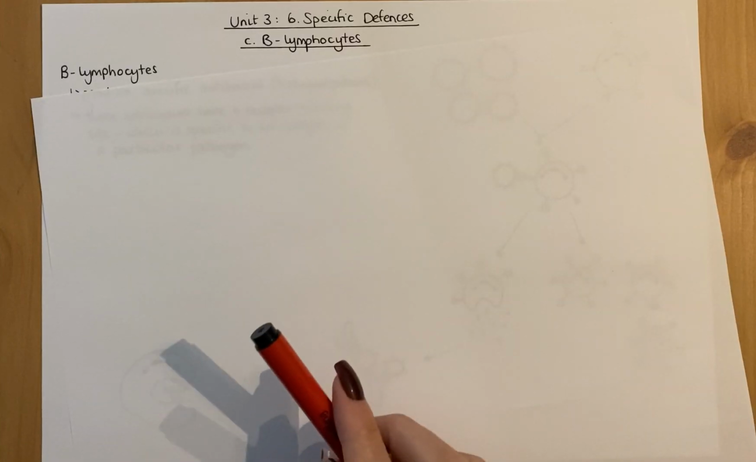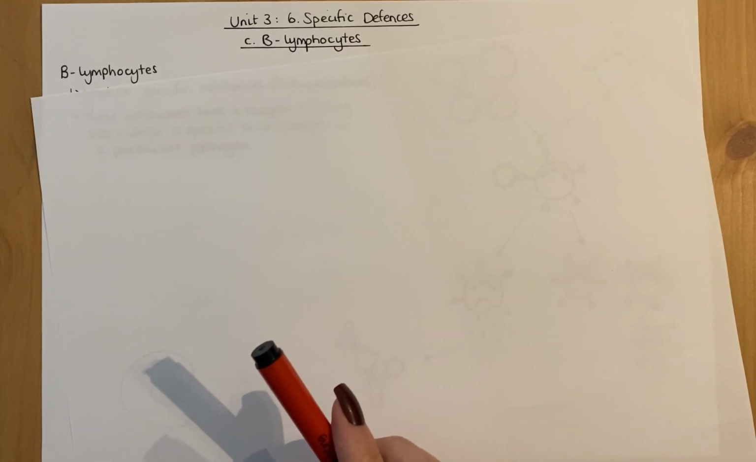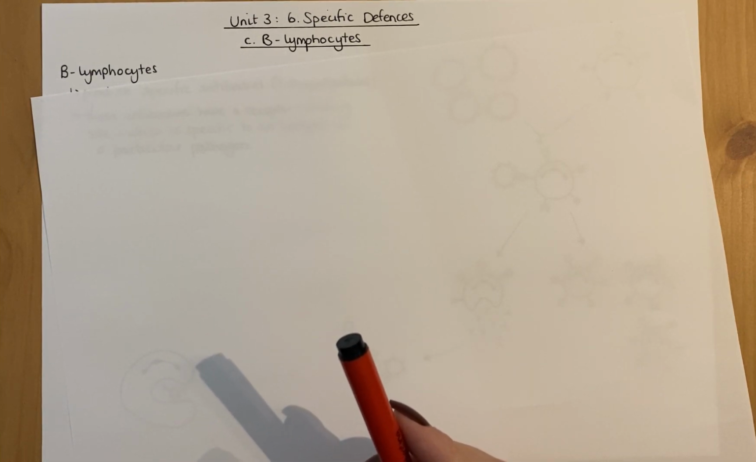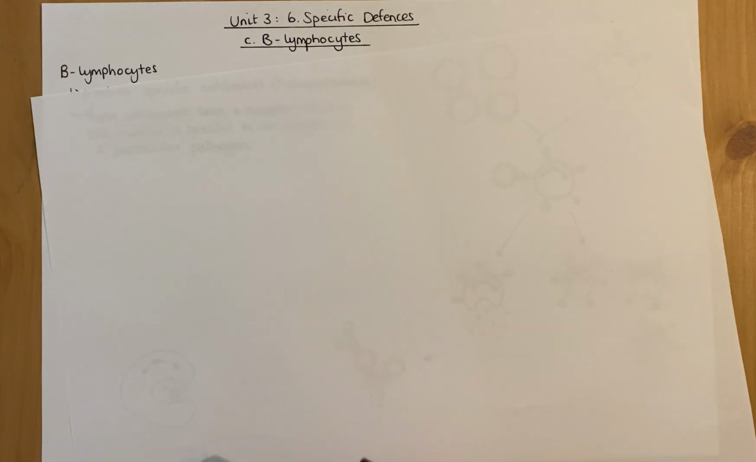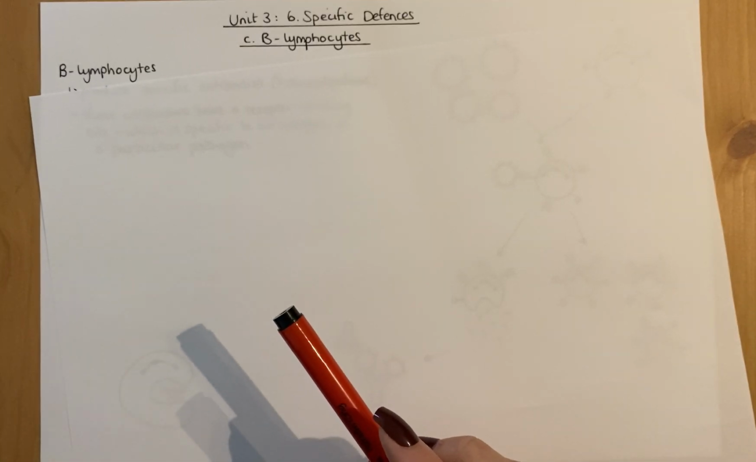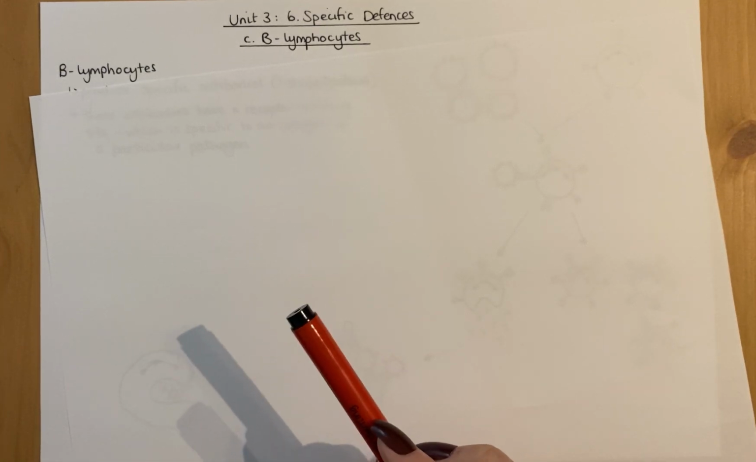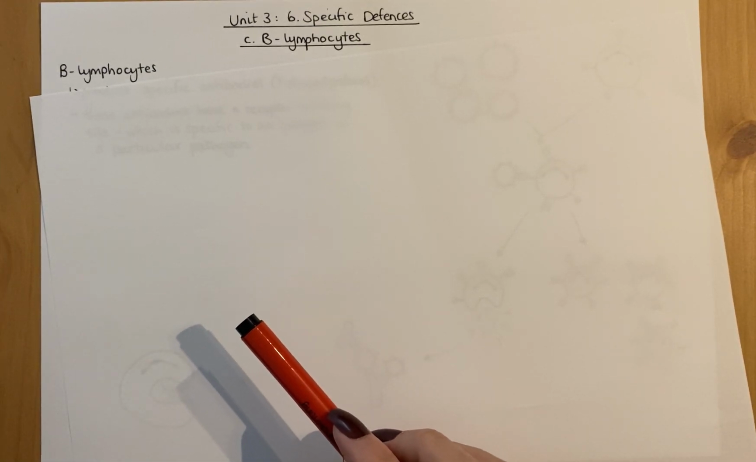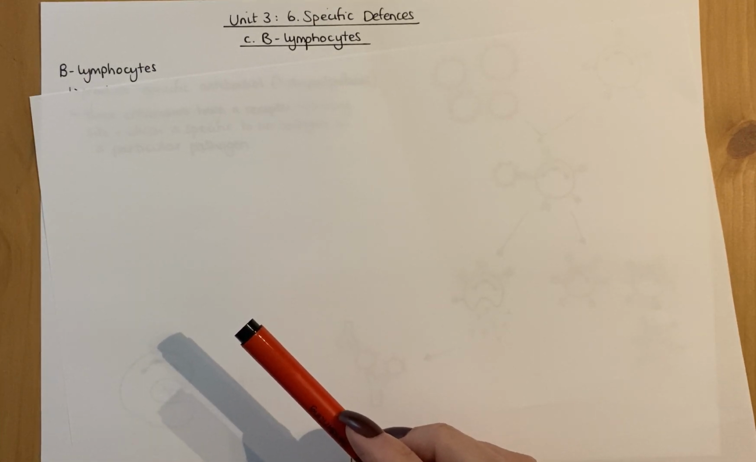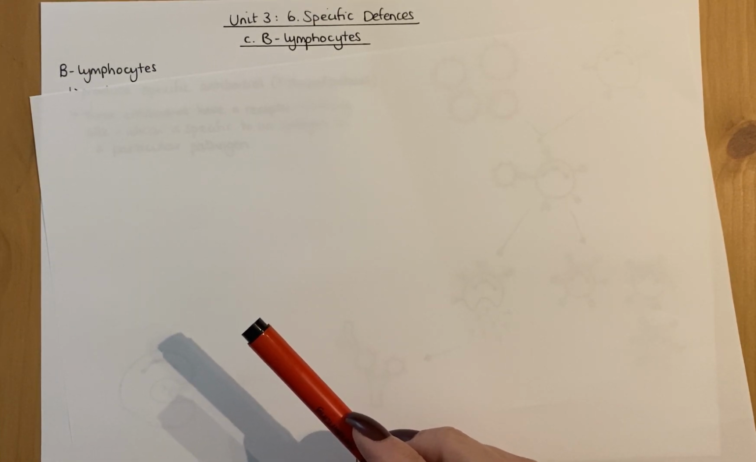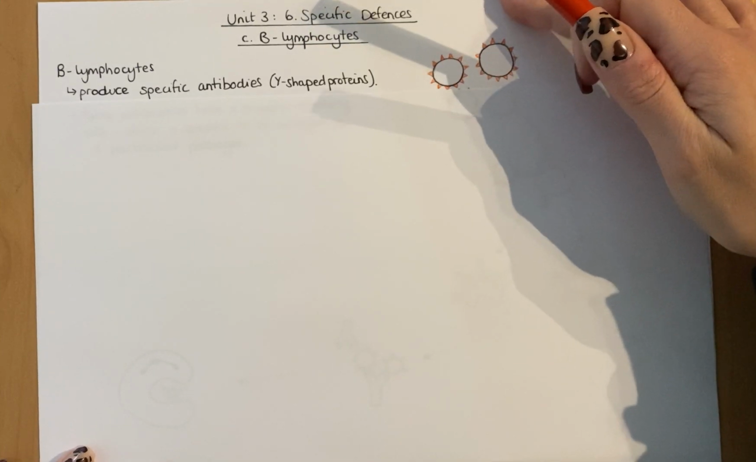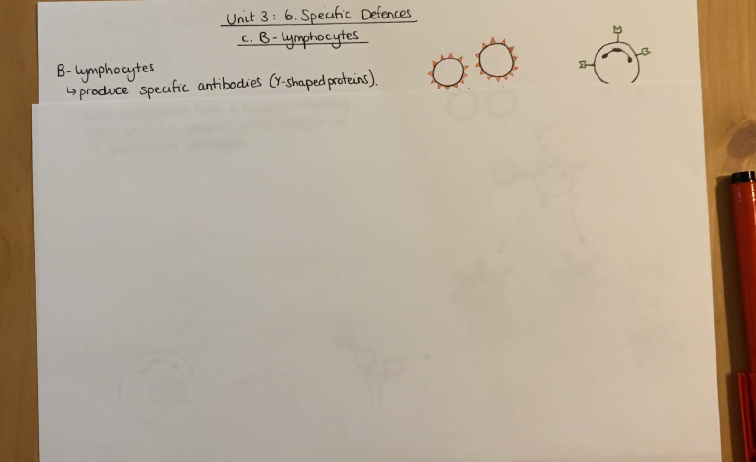This video is going to cover B lymphocytes, which is another type of lymphocyte involved in specific defense, which is part of the immunology part of Higher Human Unit 3. So B lymphocytes are specific white blood cells, very much the same as T lymphocytes are, but they carry out a different function. T lymphocytes carry out apoptosis, whereas B lymphocytes will produce specific antibodies. You'll probably remember that from National 5, that lymphocytes produce antibodies.